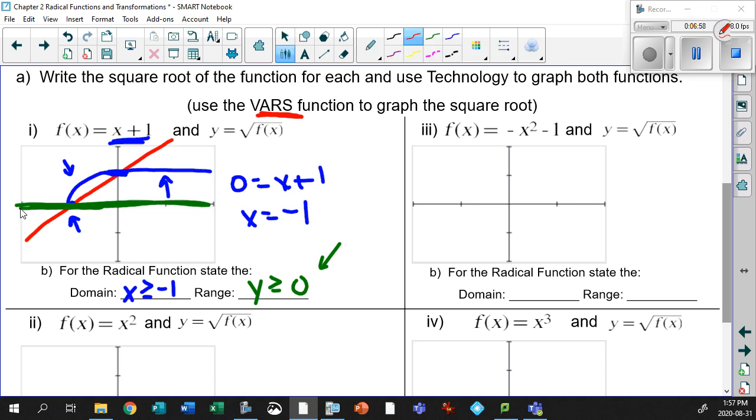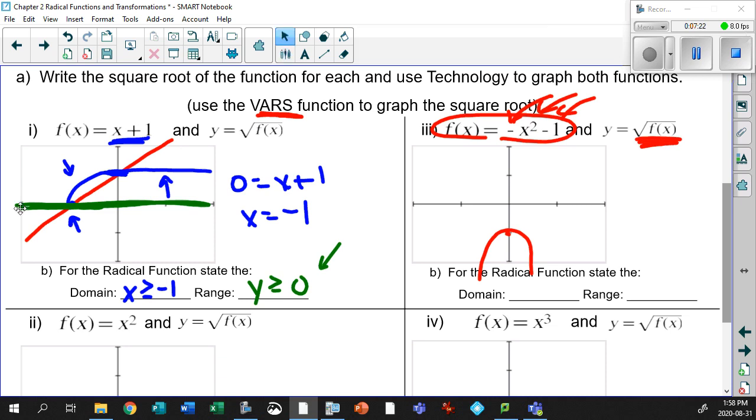Take a look at this guy for a second. Let's see if you remember any of your skills from Math 20-1. First thing we notice is that it's got to be opening down. It is going to be a parabola, and its intercept is at -1. So you're looking at a graph that starts here and opens downwards, right? Okay. Now, I've got a question for you. What's the radical of this? Think about this for a second.